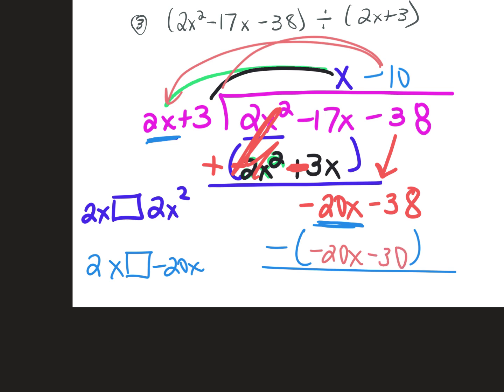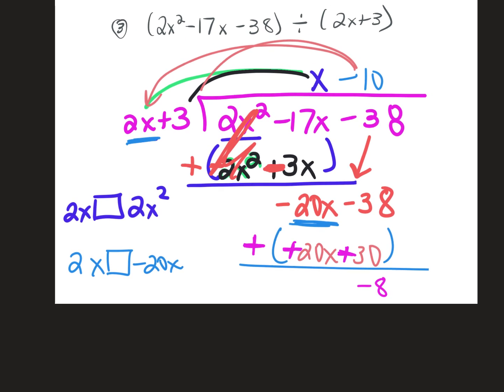Look, guys, if you forget to distribute, when you combine, what's negative 20 and a negative 20? Negative 40, right? So that's why you have to distribute this negative. Change, change, change. You have to do that first or else your problem is wrong. So negative 38 plus 30 gives me negative 8.